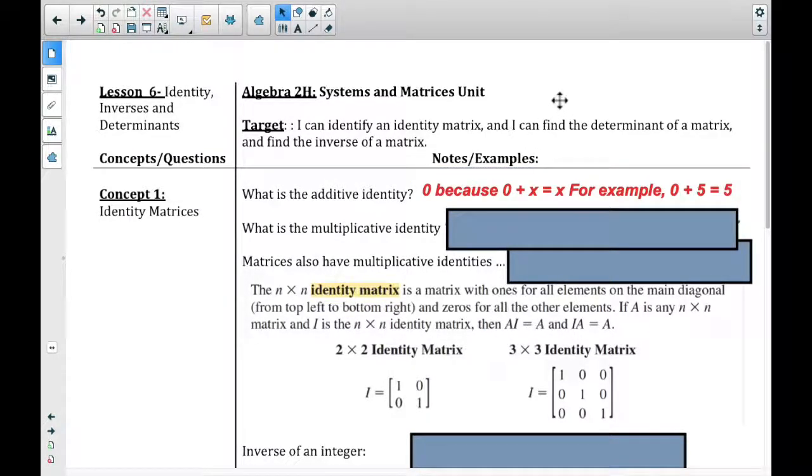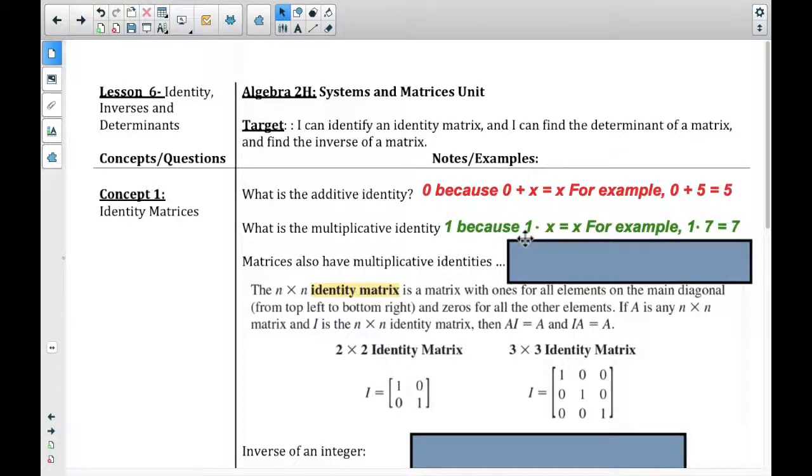Additive identity is 0 because 0 plus anything is itself. So for example, 0 plus 5 is 5. Similar for the multiplicative identity, but not the same number, right? In this case, the answer is 1 because 1 times any number is itself. So again, for example, 1 times 7 is 7.